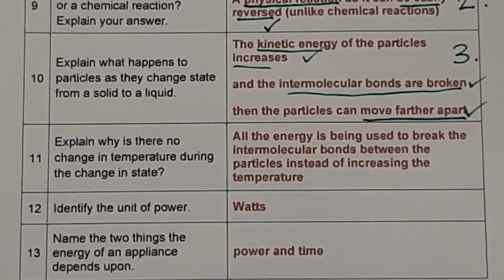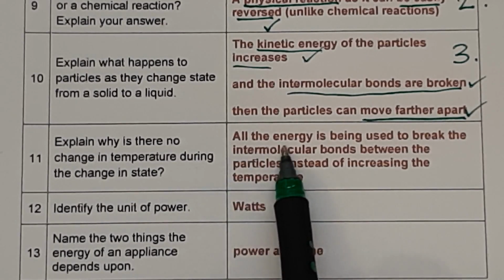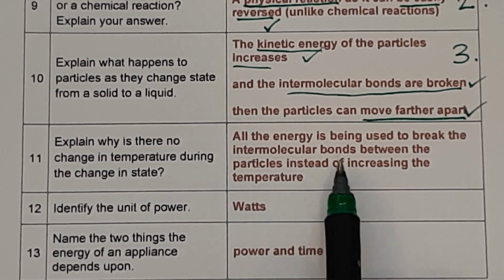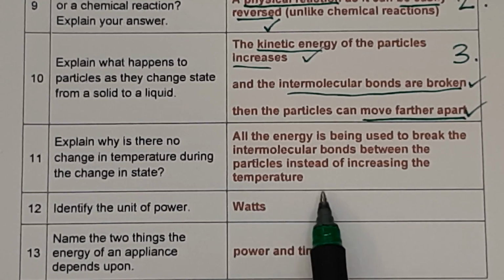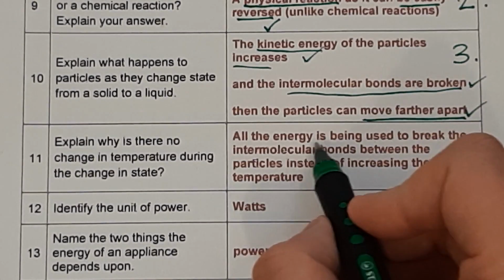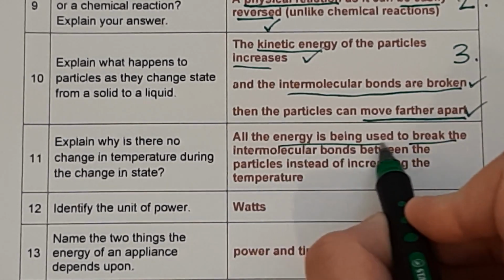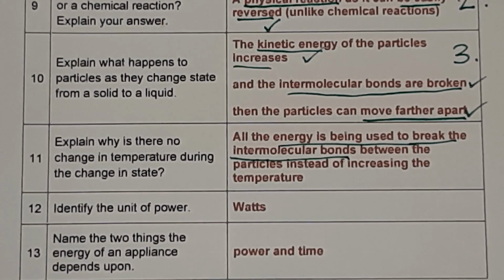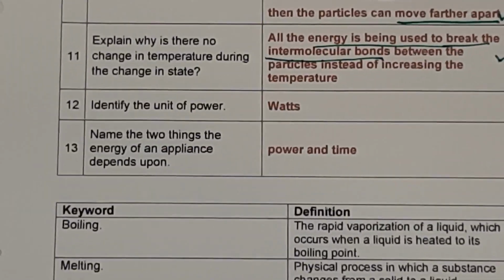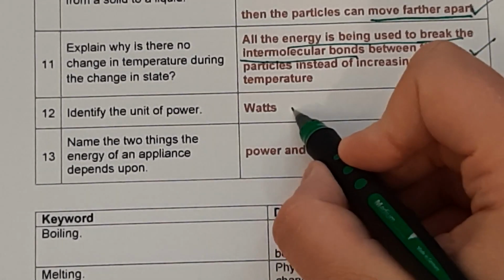Question 11. Explain why there is no change in temperature during the change in state. And that is because all the energy is being used to break the intermolecular bonds between the particles instead of increasing the temperature. So the energy is being used to break the intermolecular bonds, okay? There's no leftover energy to increase the temperature. Question 12, identify the unit of power, that's watts or the watt.